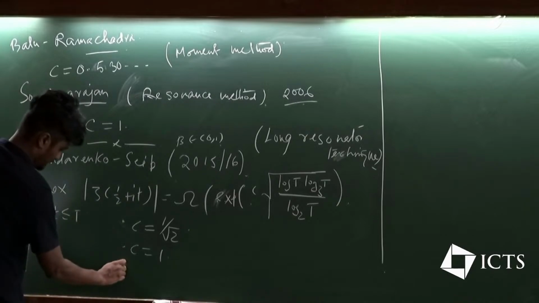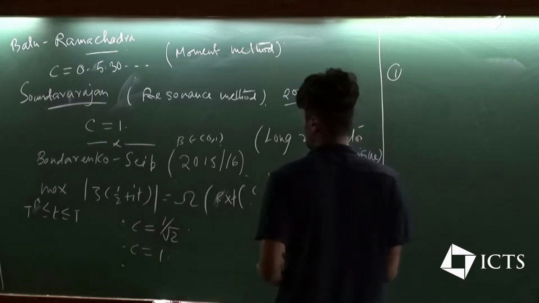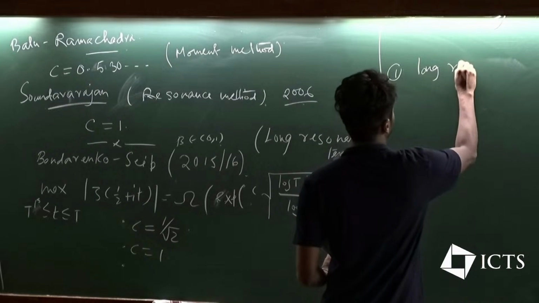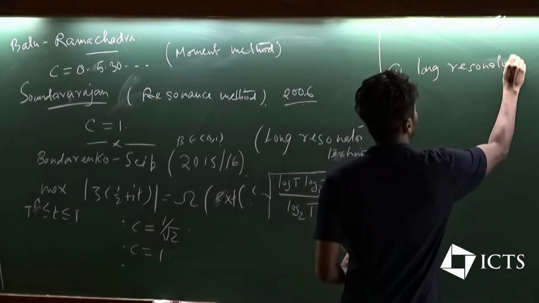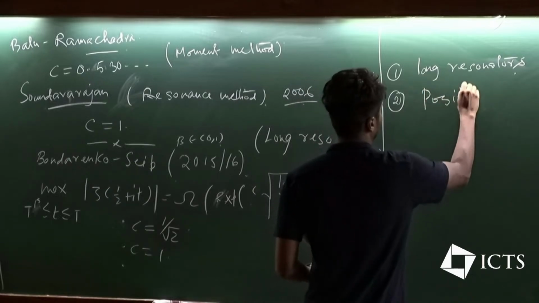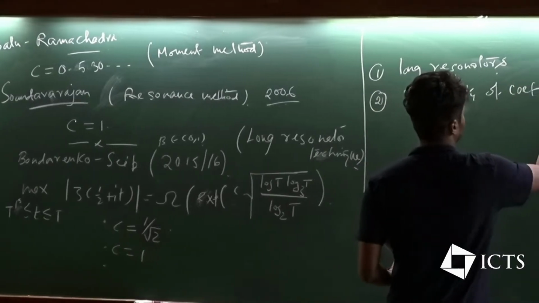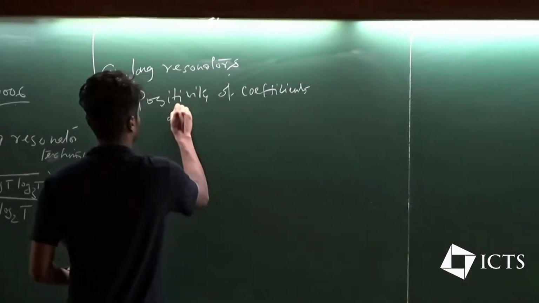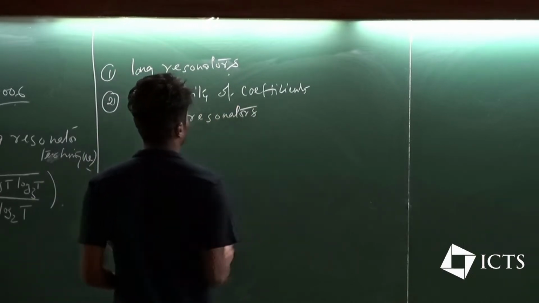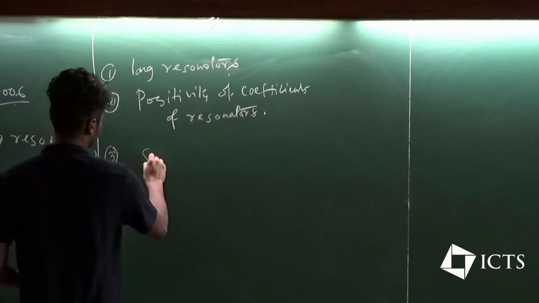Then first let me say something about the technique they use. First, they use obviously long resonators. Second, they use positivity of coefficients of resonators. And third, they use sub GCD sums.